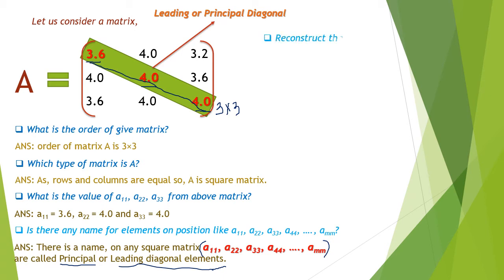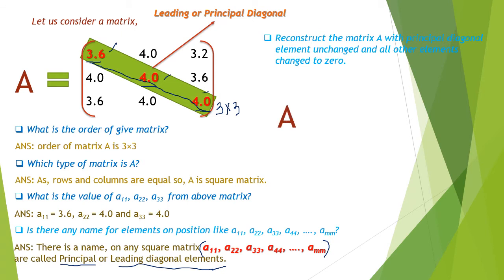Reconstruct the matrix A with principal diagonal elements unchanged and all other elements changed to 0. Now let's reconstruct this matrix with principal diagonal elements unchanged. Let's keep these elements on the principal diagonal as they are, and all other elements will be 0.